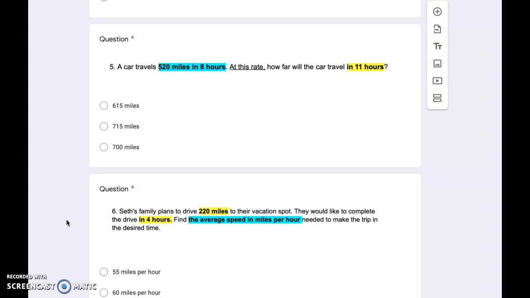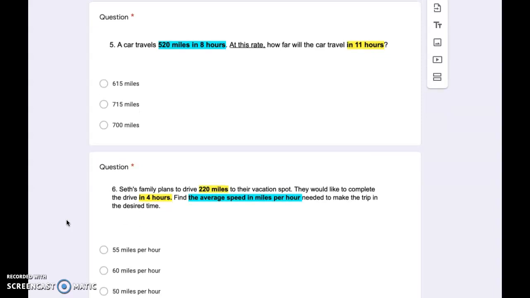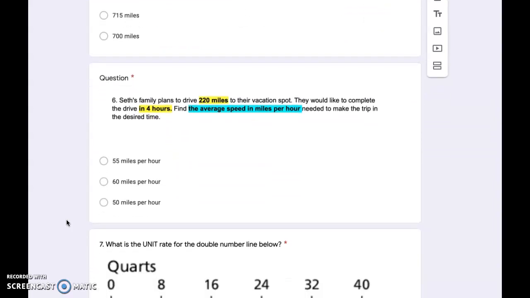Number 5. A car travels 520 miles in 8 hours. At this rate, how far will the car travel in 11 hours? 615 miles, 715 miles, or 700 miles?